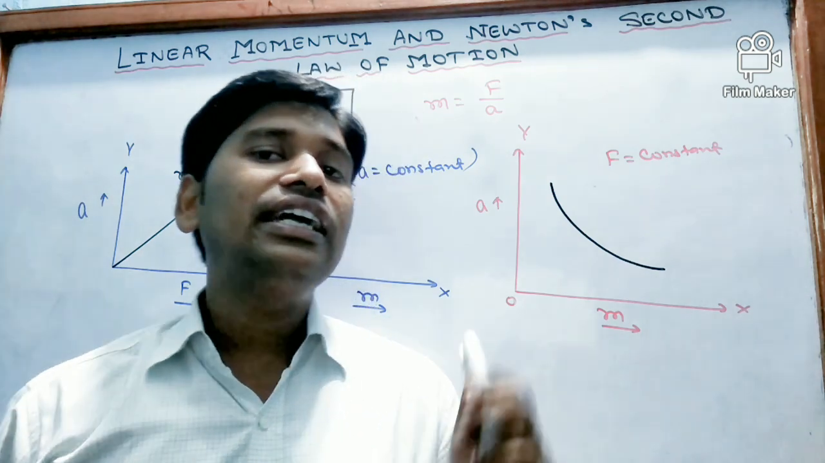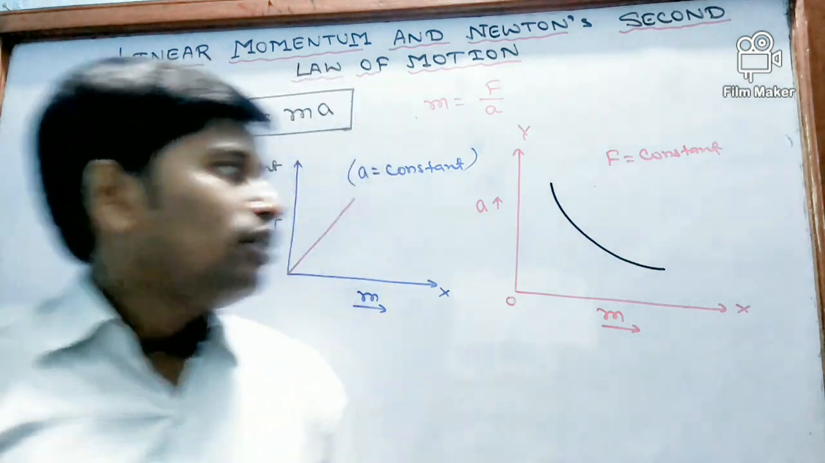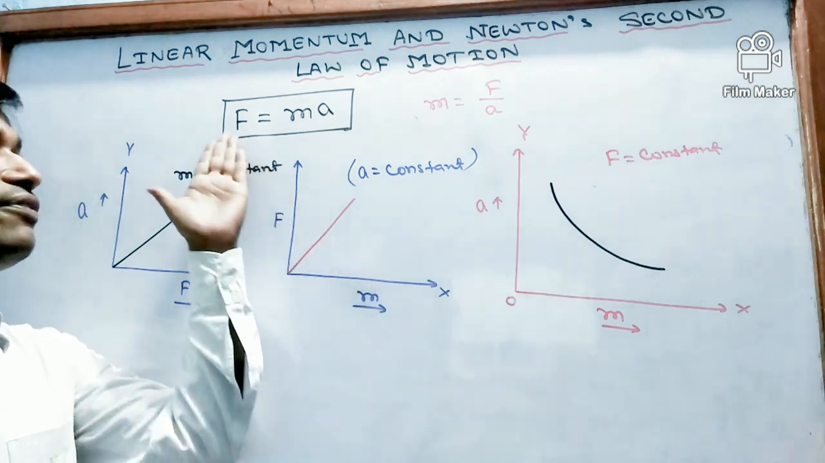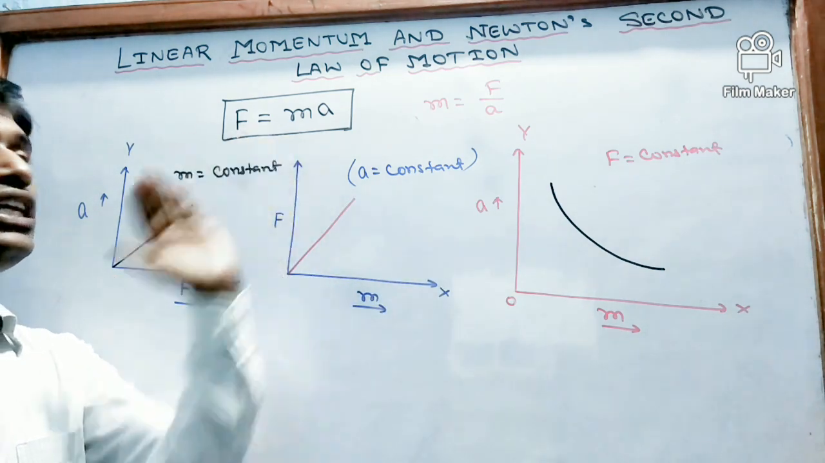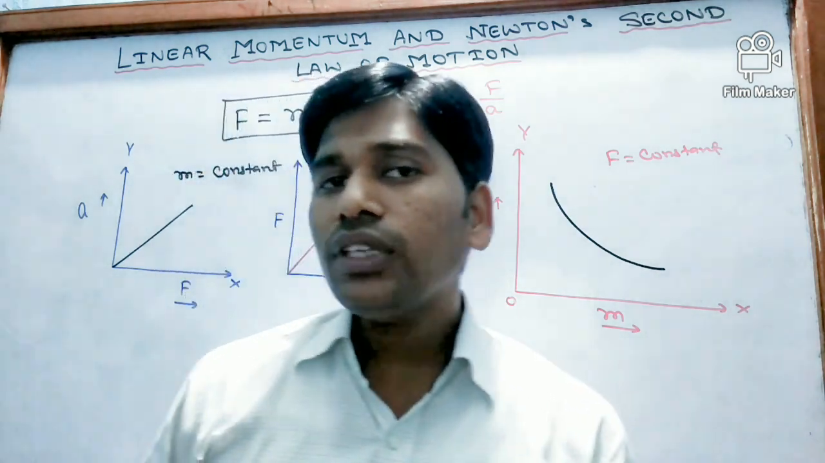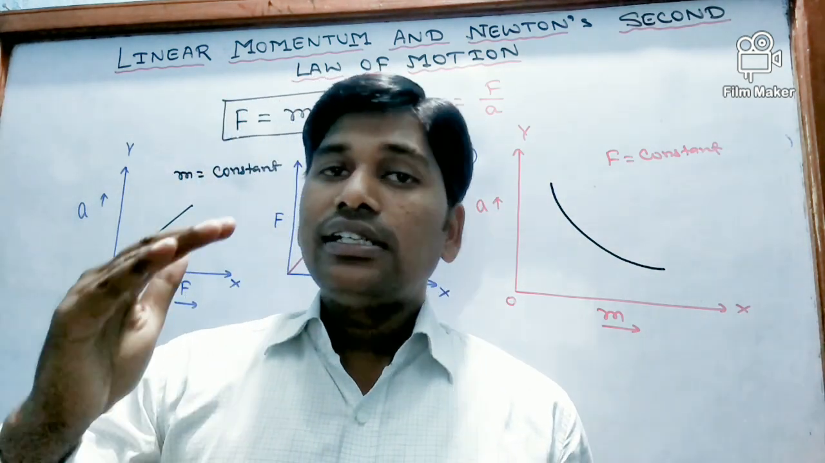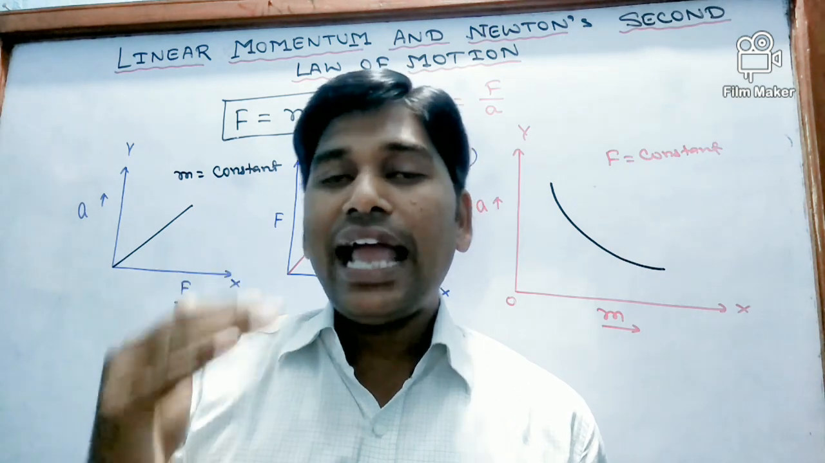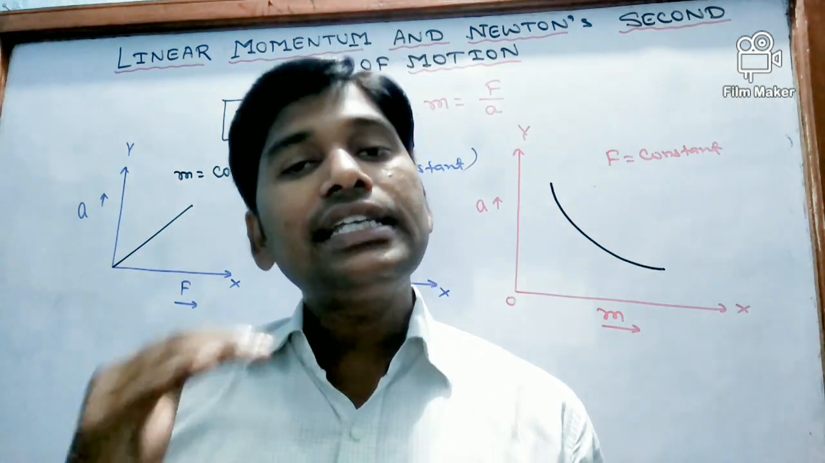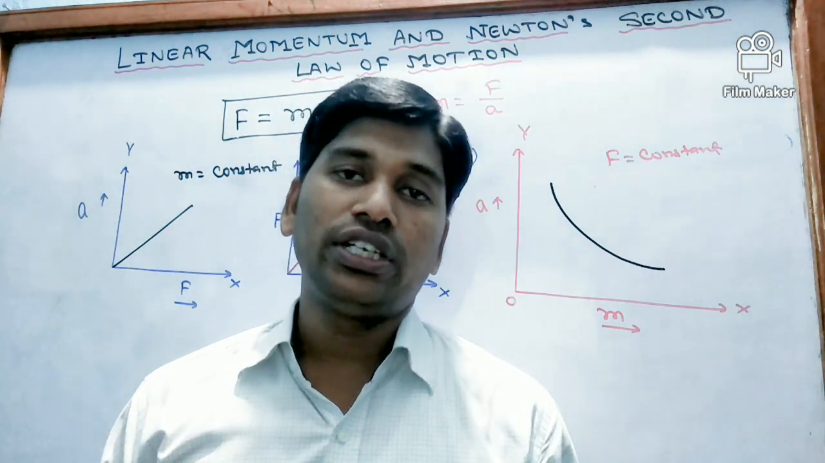So these are the graphs we have just seen, and we obtained these graphs from the relation F equals ma. Now Newton's second law is the actual law of motion, or we can say it is the real law of motion.